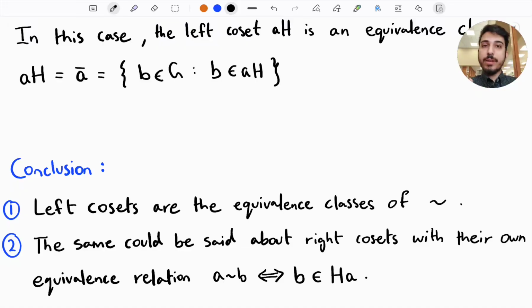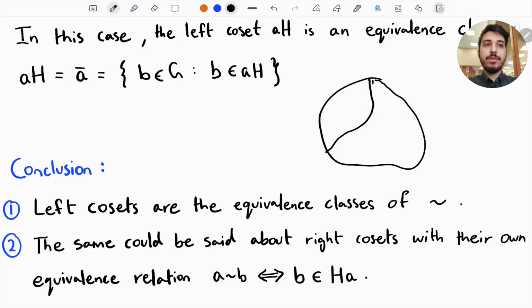So following the same argument about partitioning the set into nice partitions that don't intersect each other, we conclude that because of this equivalence relation that we defined, left cosets are the equivalence classes of this relation. So in other words, if we have the group G, then we can partition the group G into left cosets. So this would be, for example, 0 bar, this would be 1 bar, and this would be 2 bar. Just like that: 0 bar, 1 bar, and 2 bar in Z, when you take H equal to 3Z.